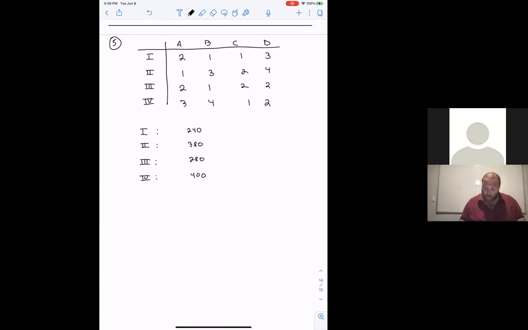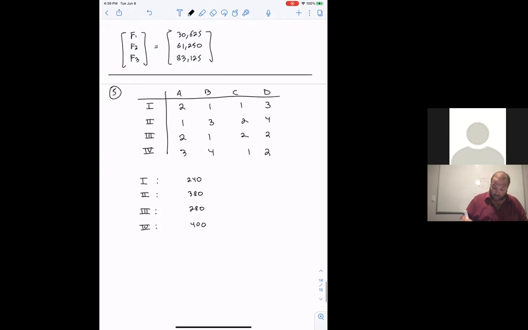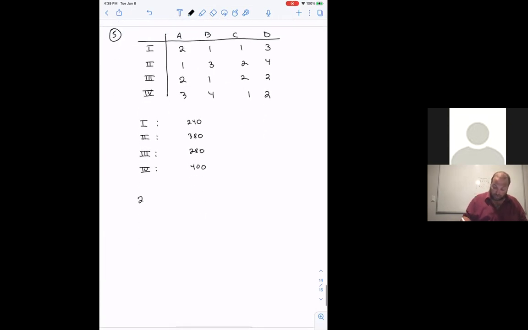Well, let's think about it. If I'm using machine 1, that means that 2 minutes for each A, plus 1 minute for each B, plus 1 minute for each C, plus 3 minutes for each D, must total 240 minutes. And the other ones are, of course, similar. Once you know how to set up the first one, then the other ones kind of are obvious.